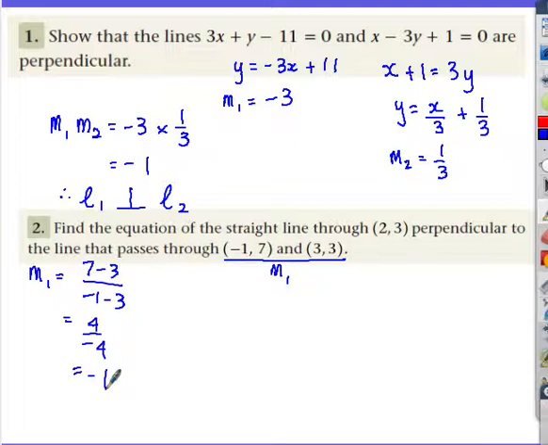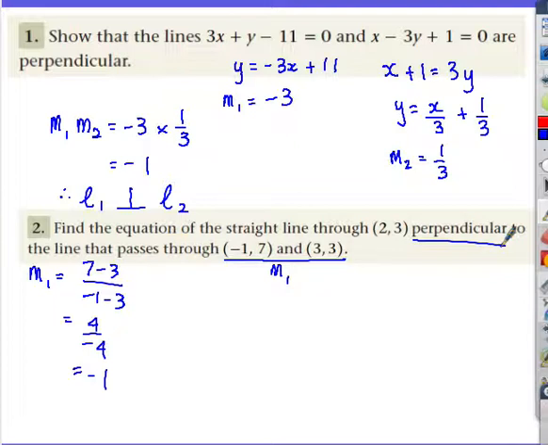How do you know to use the gradient formula? Because it's talking about perpendicular lines. Perpendicular means we need the gradient. Yeah, but how are we going to find the gradient of the straight line? The other line, that line.